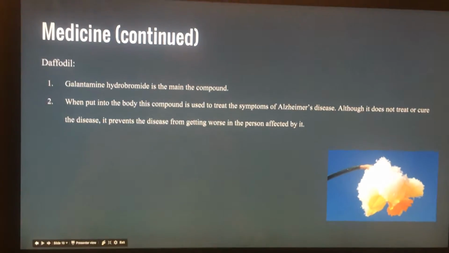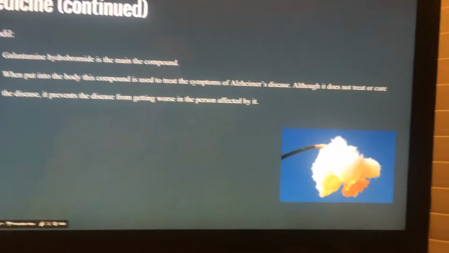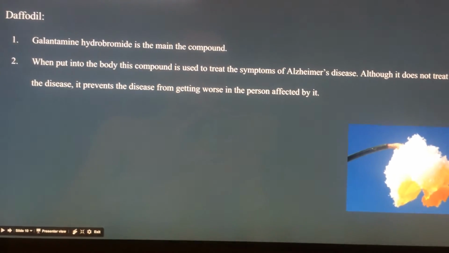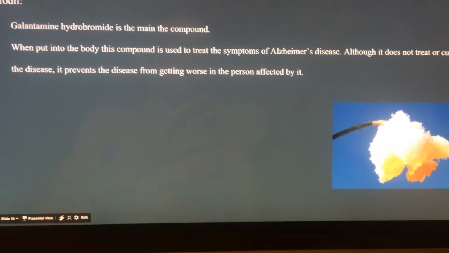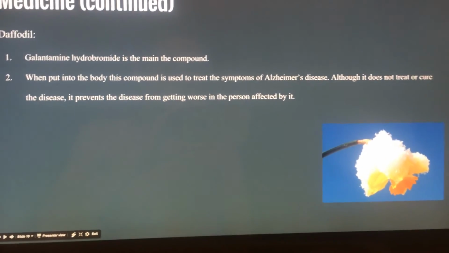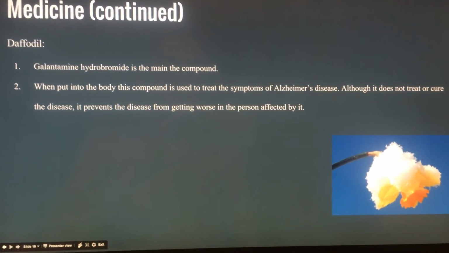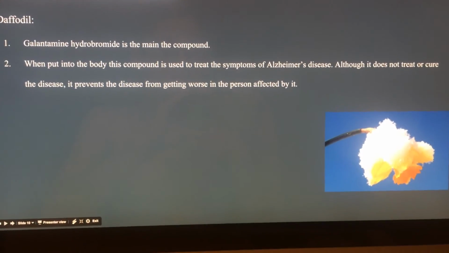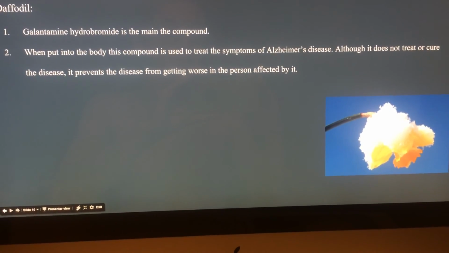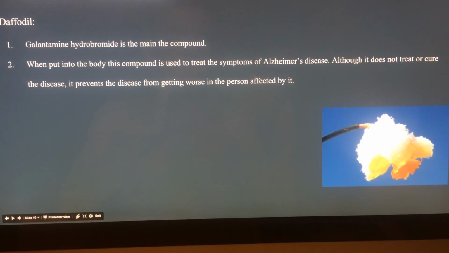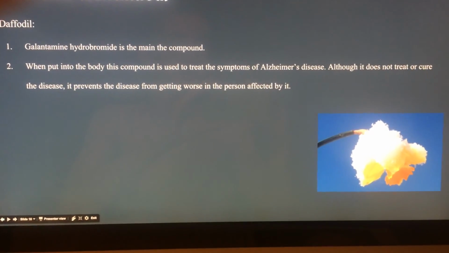And then here's some more medicine. A daffodil, as we see them, is a very beautiful flower, but they're used to treat the symptoms of Alzheimer's disease, as we know affects many old people in our society. And Alzheimer's disease is a disease where old people start to lose memory of where they are, who they are, and aren't able to comprehend many things in our society.